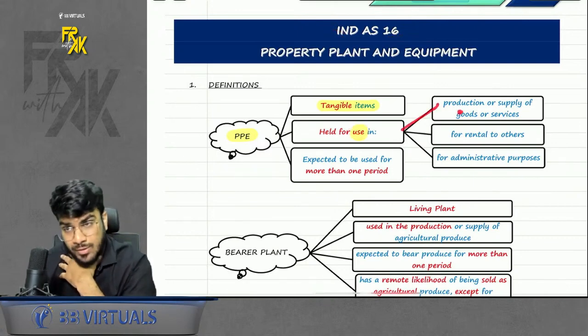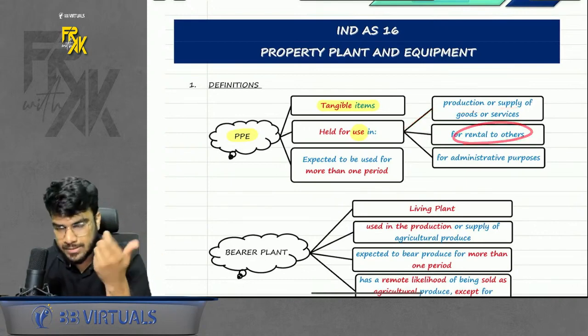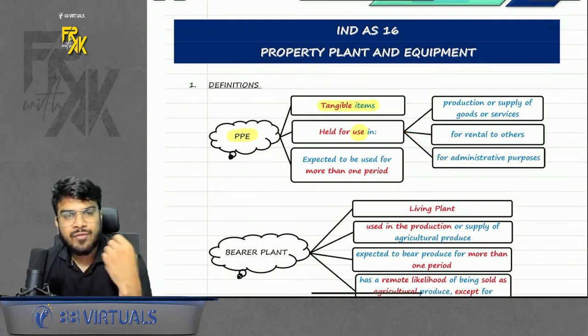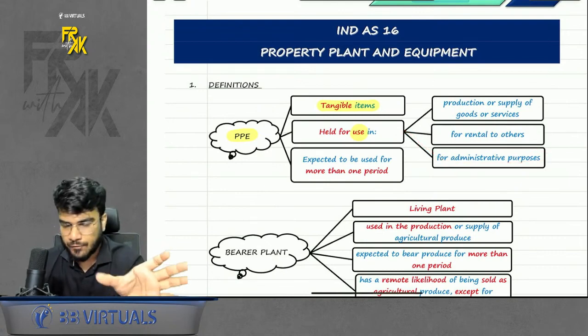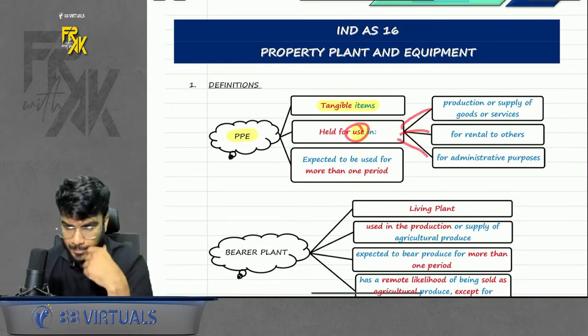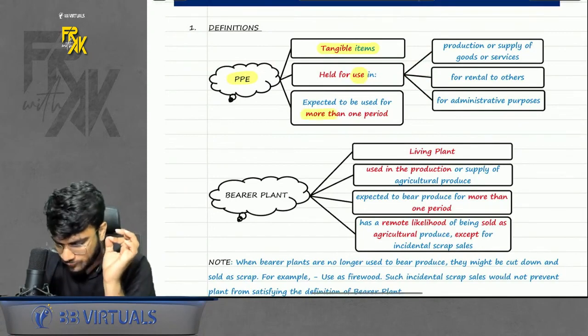Use it where? For production or supply of goods and services. Whatever you produce, you can use it there, or for rental to others, or for admin purpose. Let's say if you have any staff and you have given them laptops or computers to work for your office purpose, so that is for admin purpose. So if you are using it in your business, you can call it PP. Of course, the last point is it should be expected to be used for more than one period.